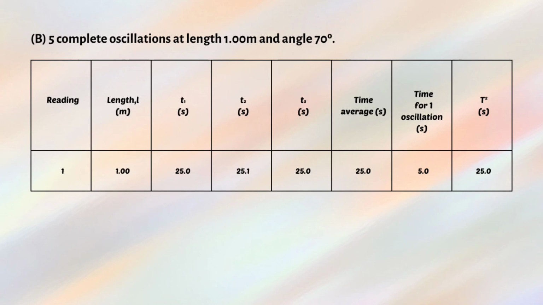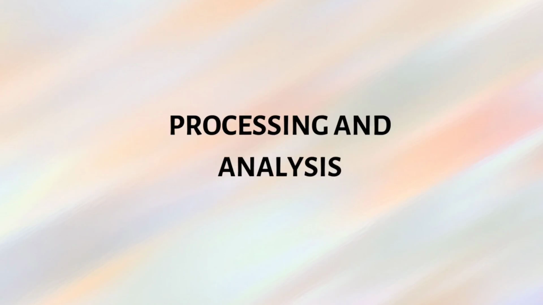So the second table shows the second experiment, which is 5 complete oscillations at a length of 1 meter or 100 centimeters and an angle of 70 degrees. This table only has one reading, which is 1 meter, with 3 repeated experiments, T1, T2, and T3. And the third table, other than that, is for the analysis of the experiment, where we calculate the time average, the time for one oscillation, and T2. So let's move to the processing and analysis.